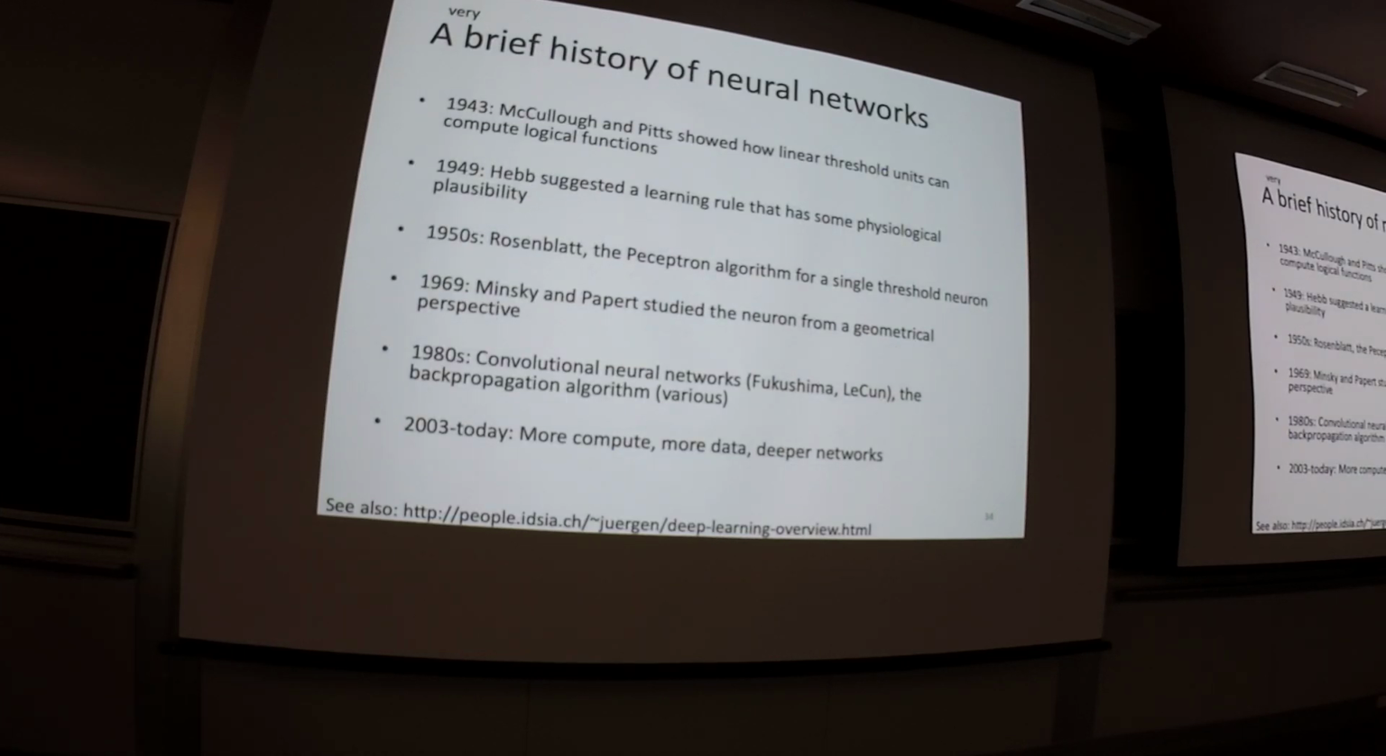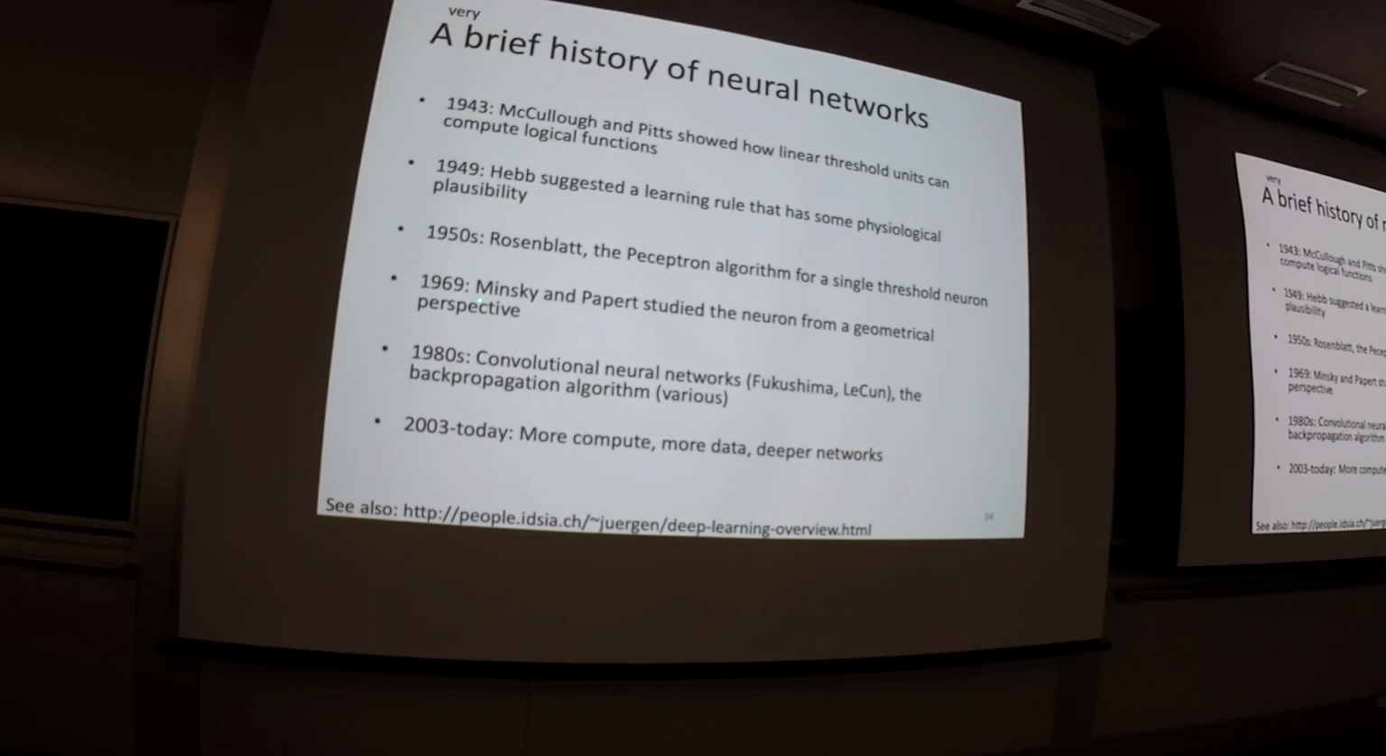So here is a brief history of neural nets. I think the most naive neural net was invented in 1943. It's actually a linear threshold unit, as we just mentioned. It's just a linear classifier. And later, a psychologist suggested a learning rule that has some physiological plausibility. That learning rule is similar to gradient descent. And then Rosenblatt invented the perceptron algorithm.